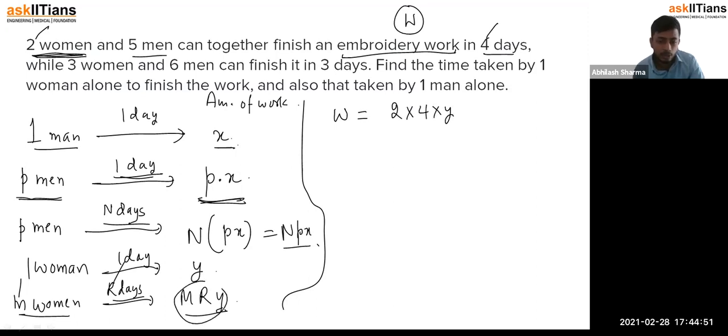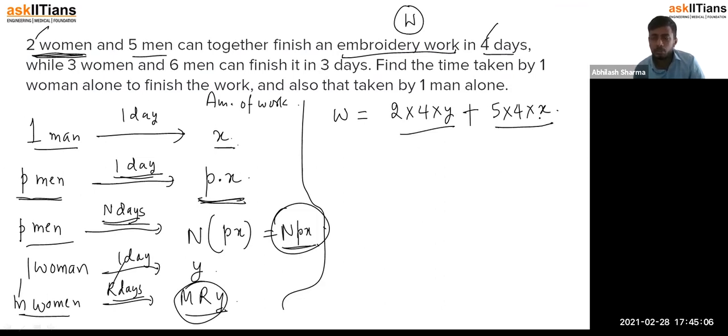Using this logic, how much work will the 5 men complete in 4 days? 5 into 4 into x. Correct? Using this logic, that p men in n days will complete this much work. So the total amount of work that they have together completed will obviously be equal to the total amount of work that had to be completed, right?